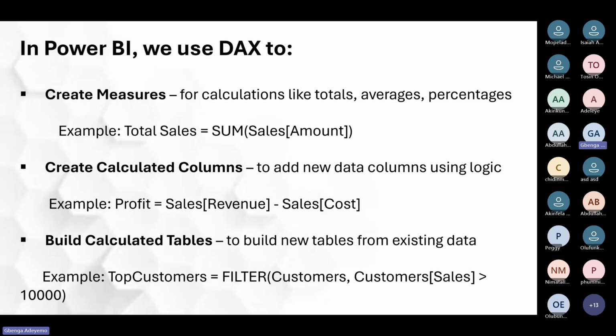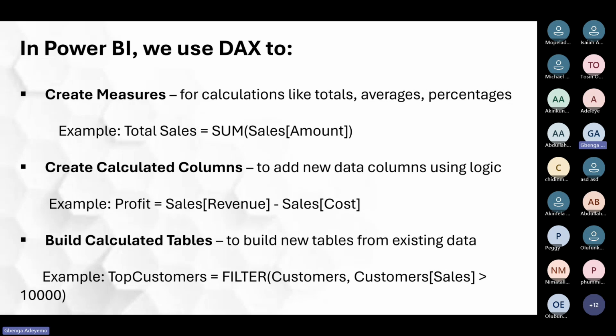Now, we also use DAX to create calculated columns. Number 2, we use DAX in Power BI to create calculated columns. These are columns that did not come with the data originally, but you created them using DAX. So we can use DAX to add new columns to our data model. For example, you have a table called sales with 2 columns, revenue and cost. You create a new column subtracting cost from revenue to get profit. You are creating an additional column.